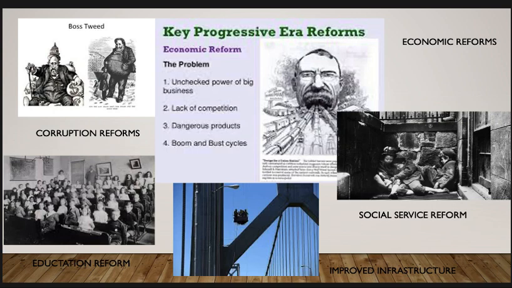These progressives believe that laws and institutions of the United States were not made for an industrial society, and so they needed to bring about some change so that we can work more efficiently. That's what they're all about, efficiency and progress.